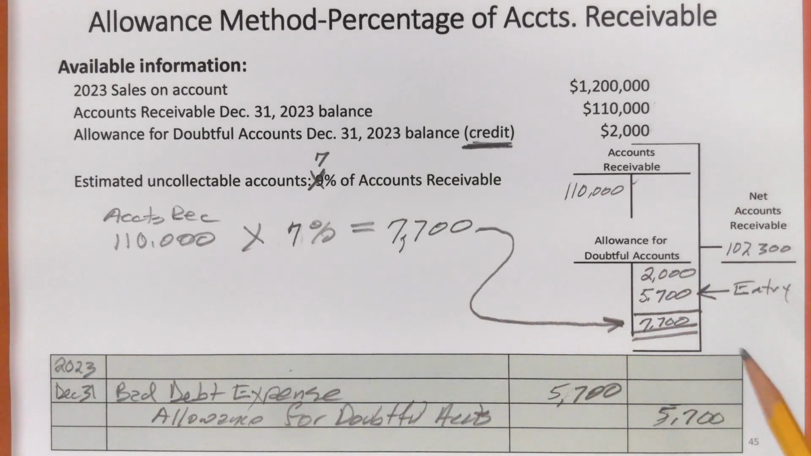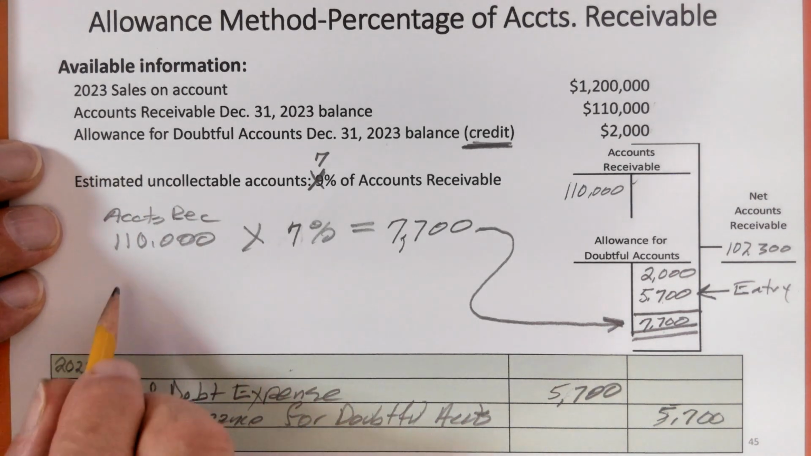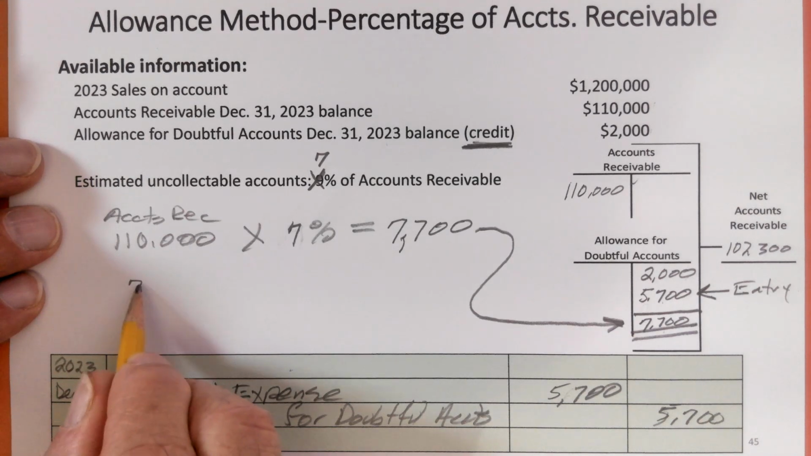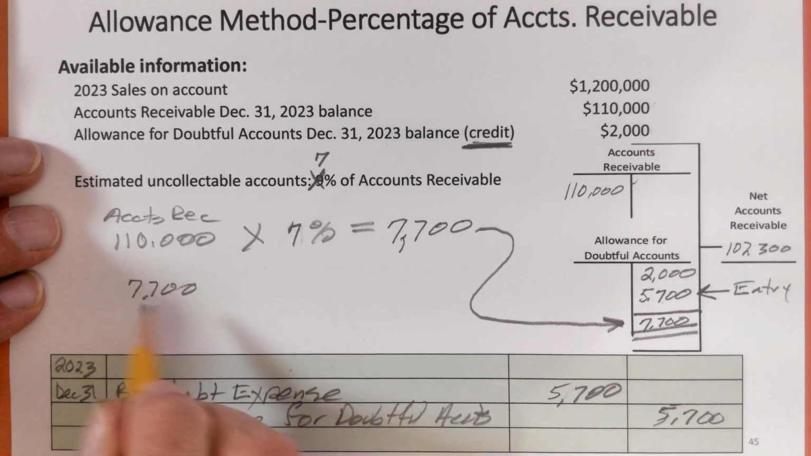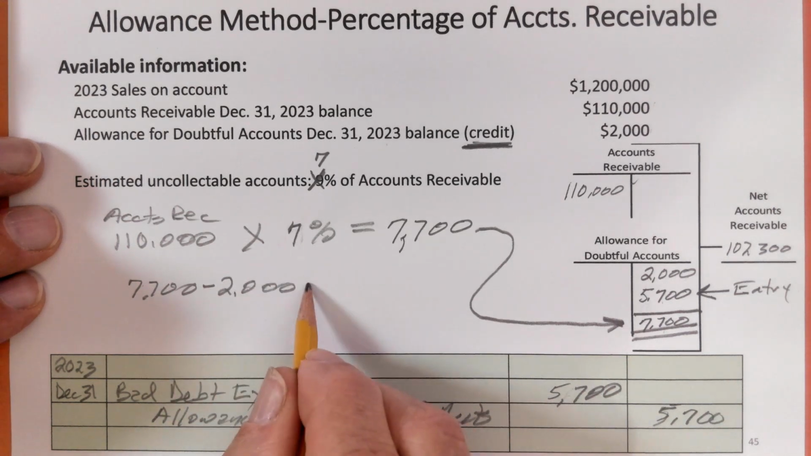Instead, I would recommend creating a T account, if you know about T accounts, and putting the beginning balance in the T account. Use the $7,700 as your ending balance, and the difference is the amount of your entry. If you don't know too much about T accounts, you can just say, okay, the balance I need is $7,700. The balance that's in the account already is $2,000 in the same direction.